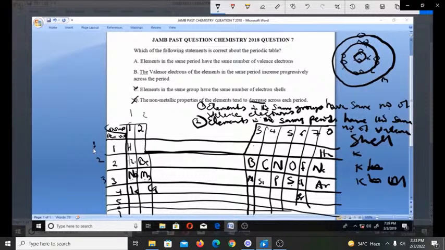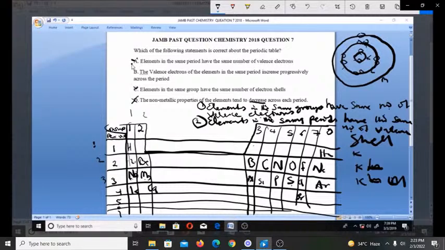Now this one, elements in the same period have the same number of valence electron. This is wrong, because it's only elements in the same group that have the same number of valence electron. But you see this B, the valence electrons of the elements in the same period increase progressively. That is true. The valence electron for sodium is 1, magnesium is 2. So as it is going here, it is increasing. Aluminium is 3. You understand?